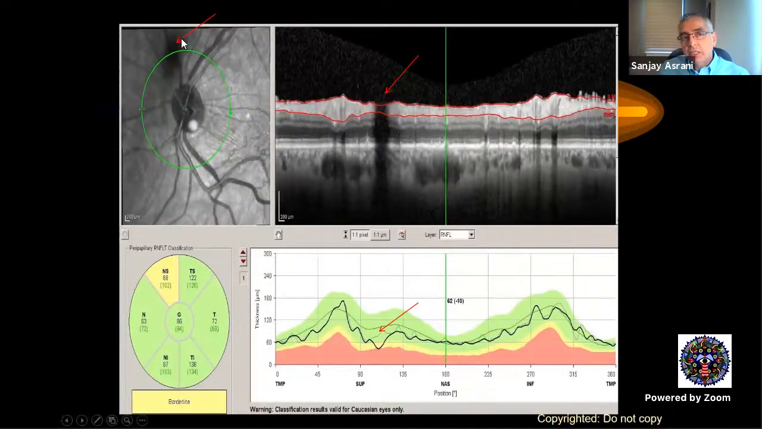Then there are some artifacts that come because of vitreous floaters. Thankfully here the software bridged this, but otherwise the software would have dropped it down to zero because there's nothing there. And that's because it's a shadow artifact. You can also see an epiretinal membrane distorting the nerve fiber layer.